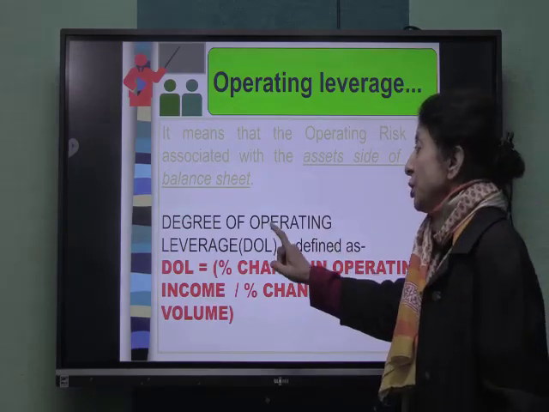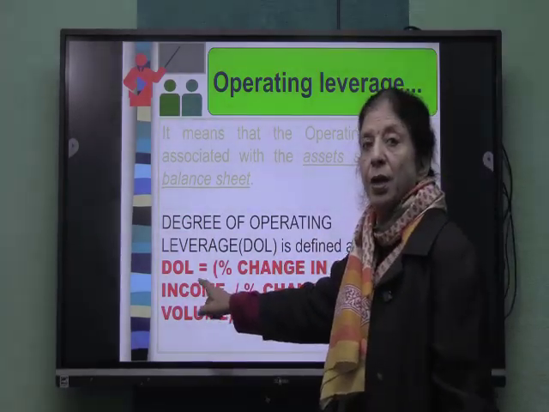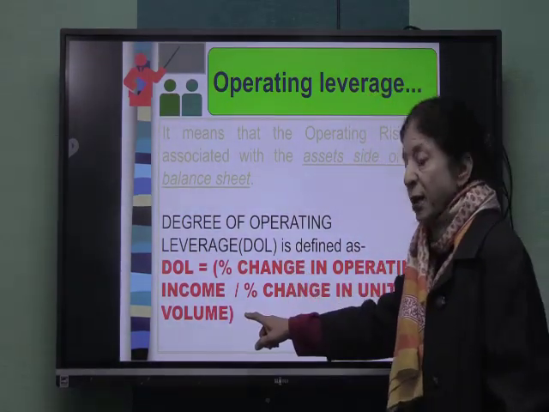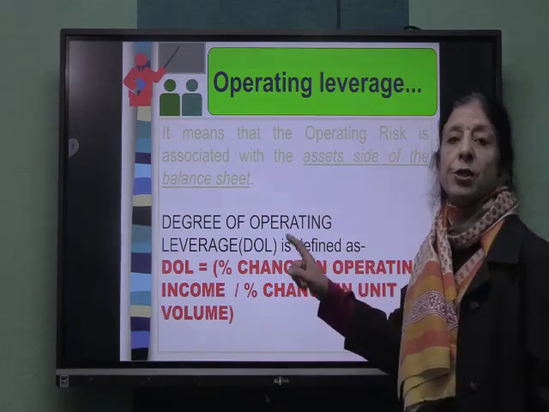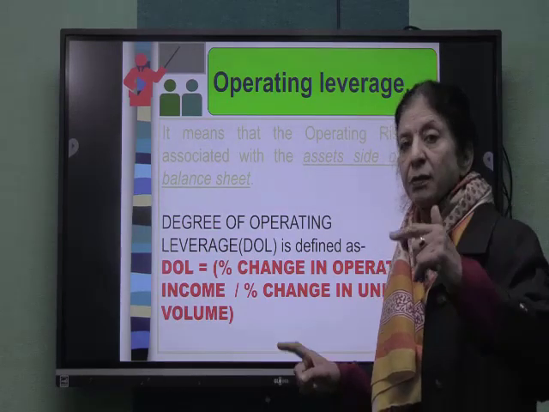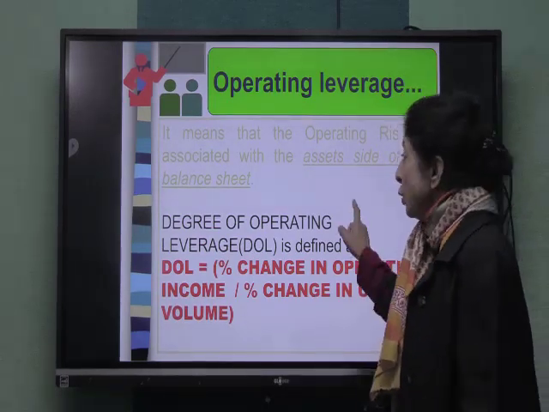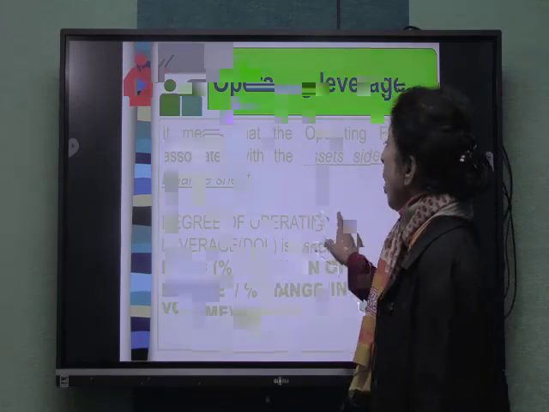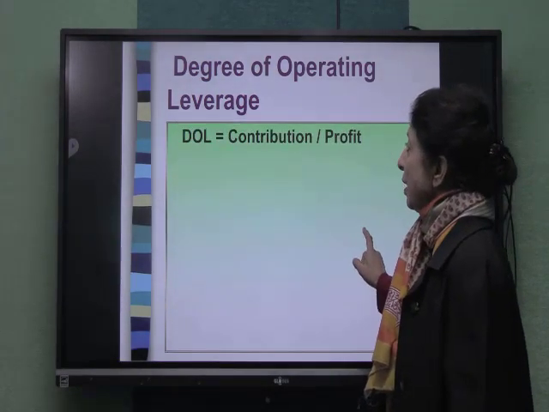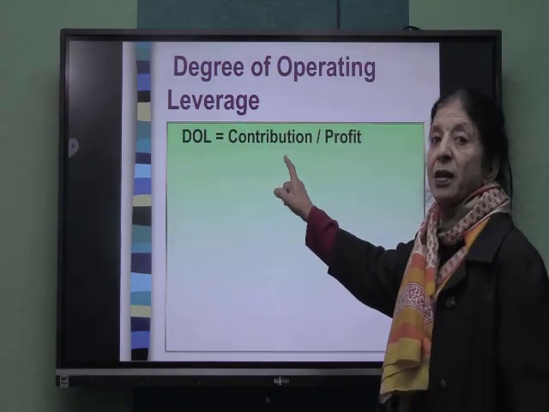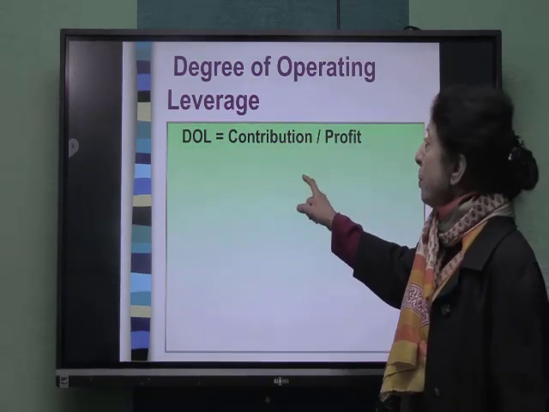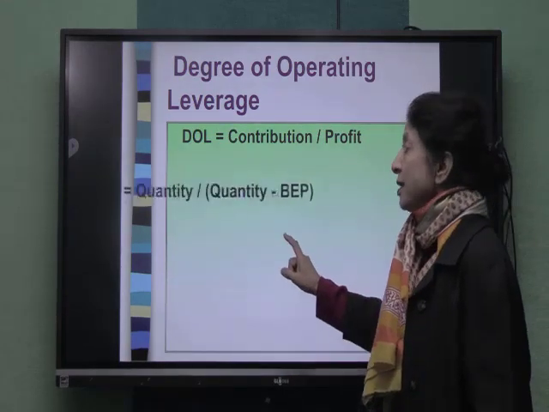Again, just see, DOL, degree of operating leverage, is nothing but the percentage change in the operating income upon the percentage change in the unit value. Now, the previous formula I gave you in terms of rupees. Here, this formula I am giving you in terms of units, which you should understand how to use. In the case of the degree of operating leverage, we can define it in another way also, that is, DOL is nothing but the contribution upon profit.